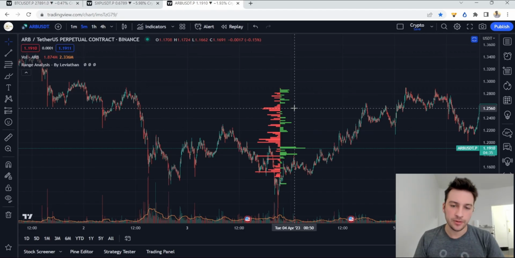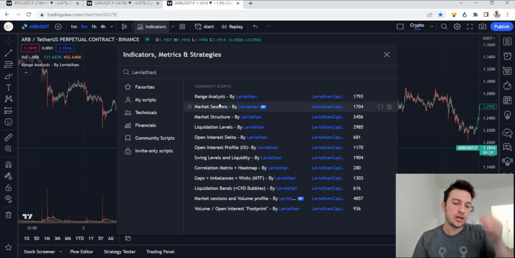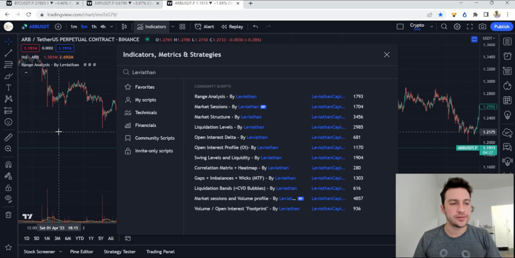This is way better. He also has the indicator open interest profile. I don't love that one. I prefer this one because it allows you to make a custom profile.